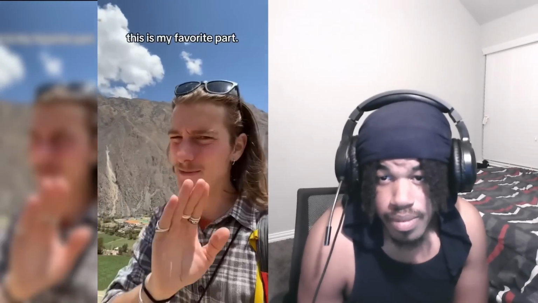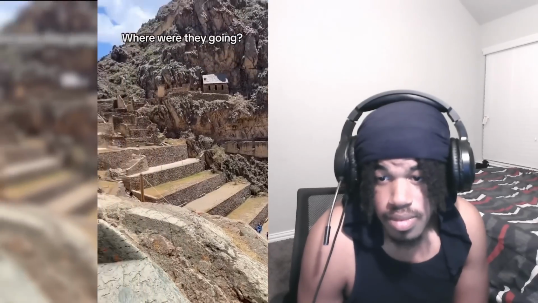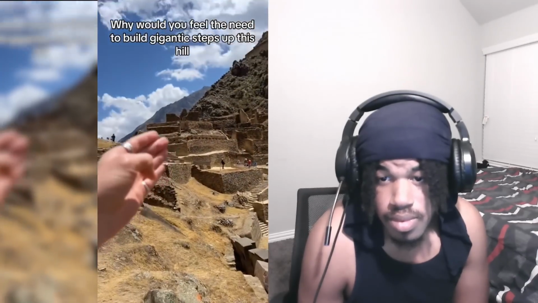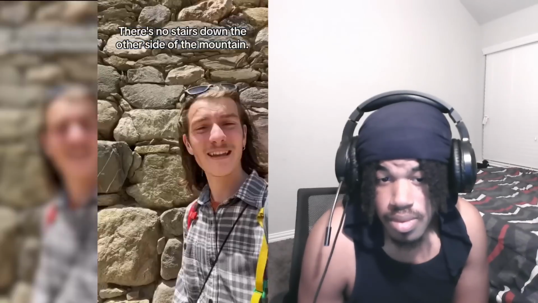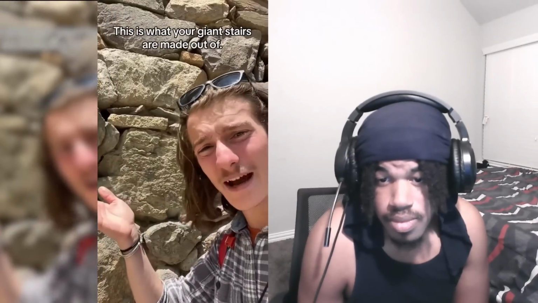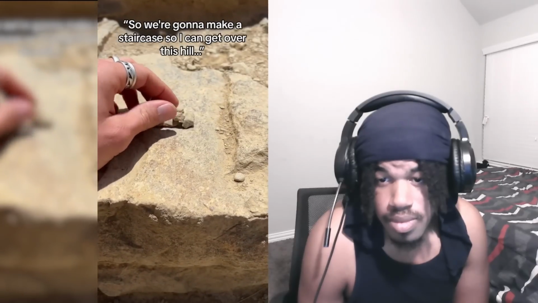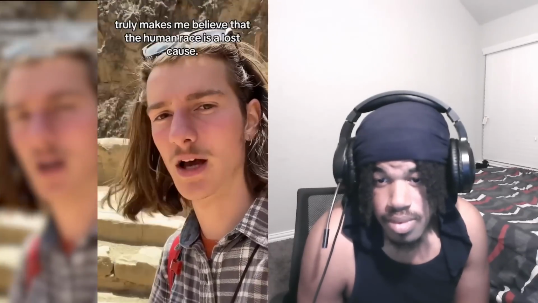You ready for this? This is my favorite part. There is an entire valley right here. Where were they going? Why would you feel the need to build gigantic steps up this hill and into these tiny houses? Look at that, there's no stairs down the other side of the mountain. And this is what your giant stairs are made out of. Can you imagine a giant picking this up? Yes, we're gonna make a staircase so I can get over this hill. The giant conspiracy truly makes me believe that the human race is a lost cause.